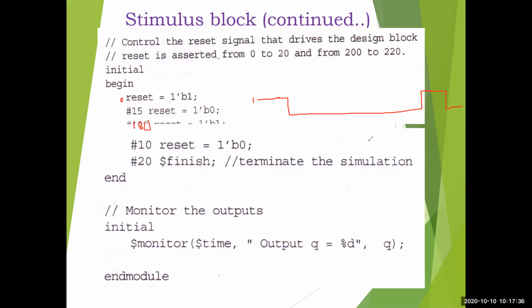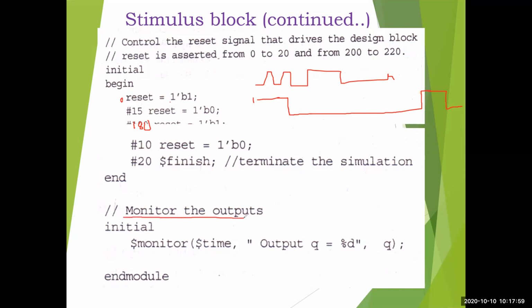This will be shown in the waveform later, so you'll understand. This is how we have given the clock: every 5 it will go up and down, continuously. And this is the reset. Now based on these two values, you have to monitor the outputs coming from the ripple carry counter. For that we'll use the directive monitor.